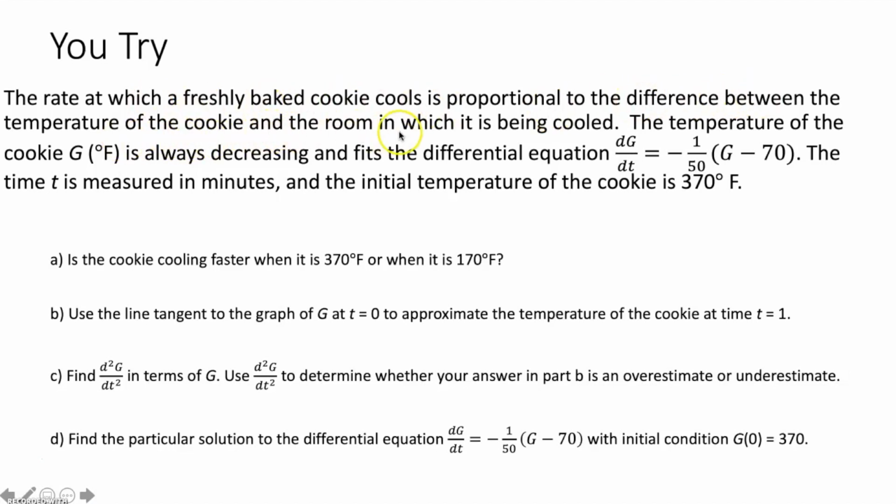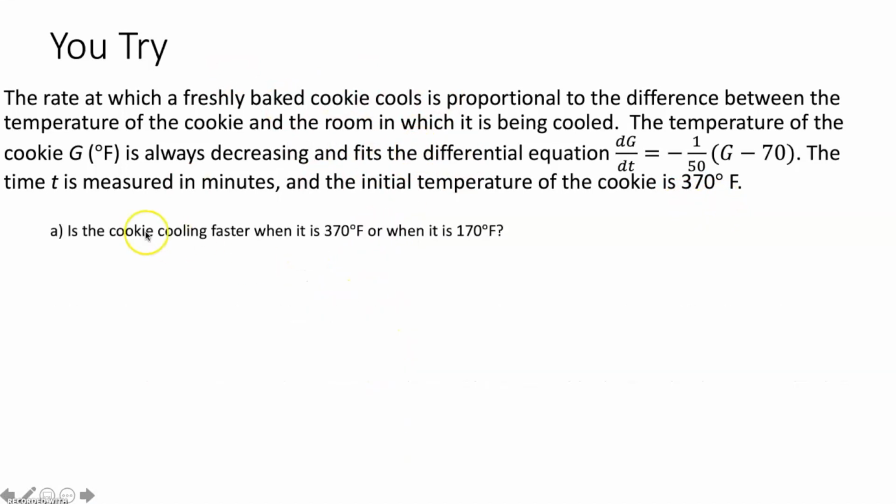Okay, this says the rate at which a freshly baked cookie cools is proportional to the difference between the temperature of the cookie and the room in which it's being cooled. The temperature of the cookie, G, in degrees Fahrenheit, is always decreasing and fits the differential equation dG/dt is equal to negative 1/50 times the quantity G minus 70. The time t is measured in minutes, and the initial temperature of the cookie is 307 degrees Fahrenheit. So this is an actual AP problem, and we're going to take it one question at a time.